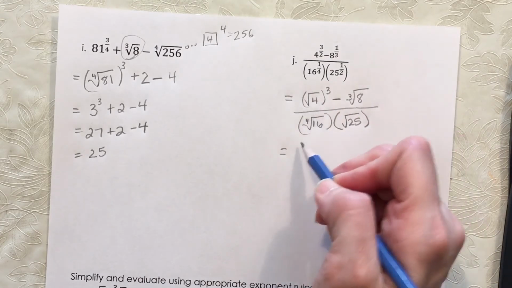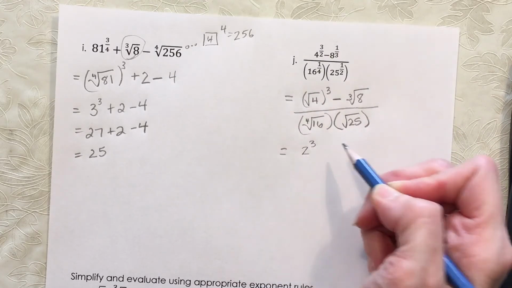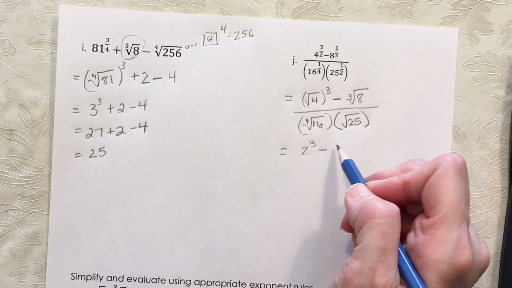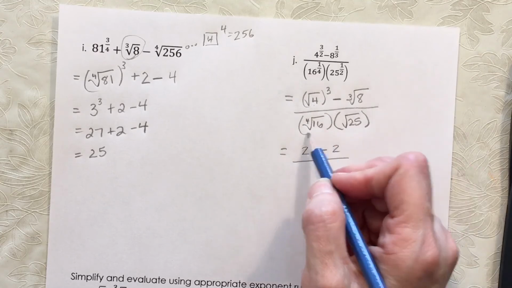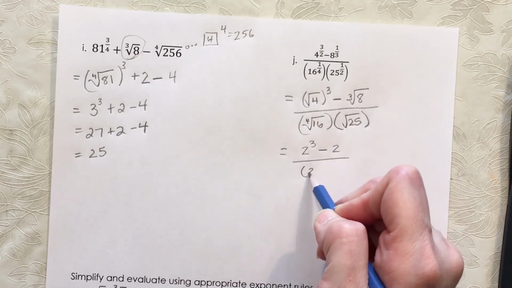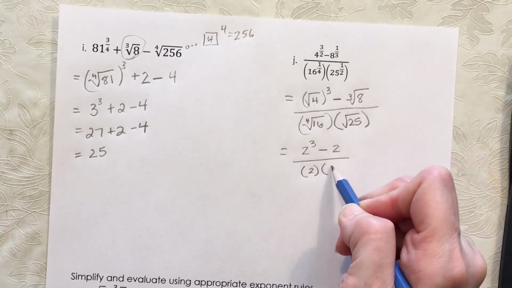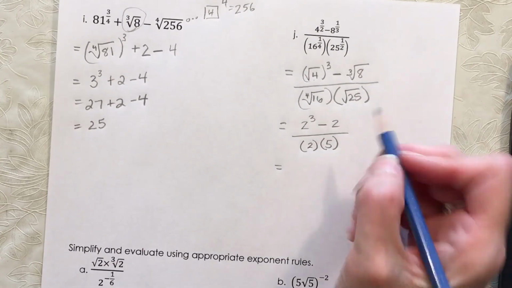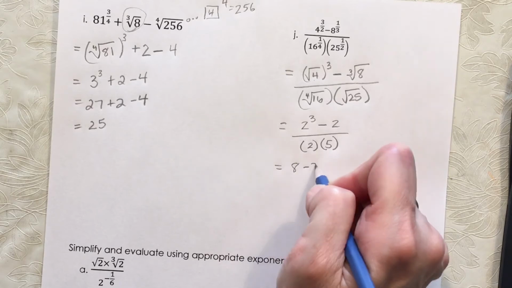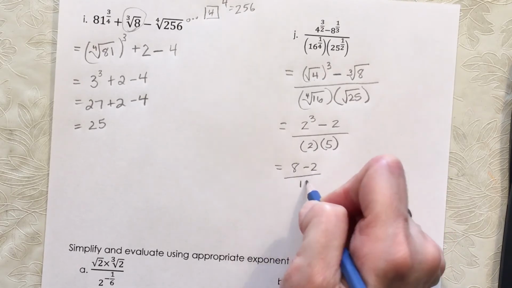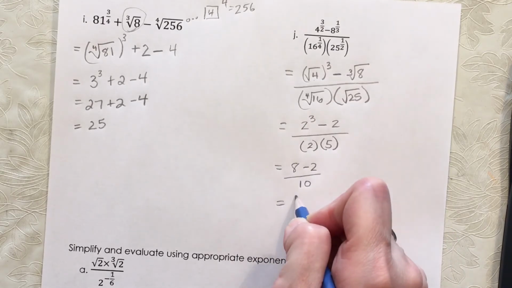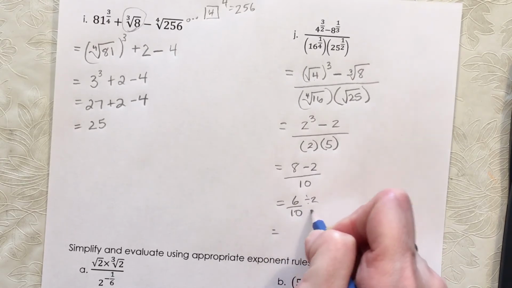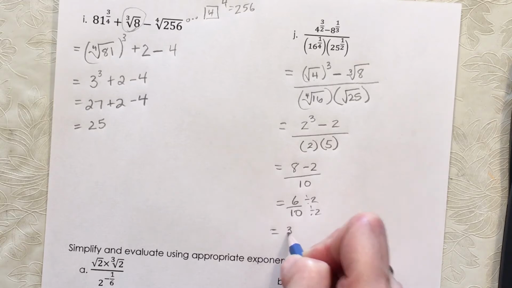So the square root of 4 is 2, and then it's being cubed, minus the 3rd root of 8, which is 2. The 4th root of 16 is 2, and the square root of 25 is 5. 2 cubed is 8 minus 2, over 2 times 5 is 10. So that's going to give me 6 over 10, which reduces to 3/5.